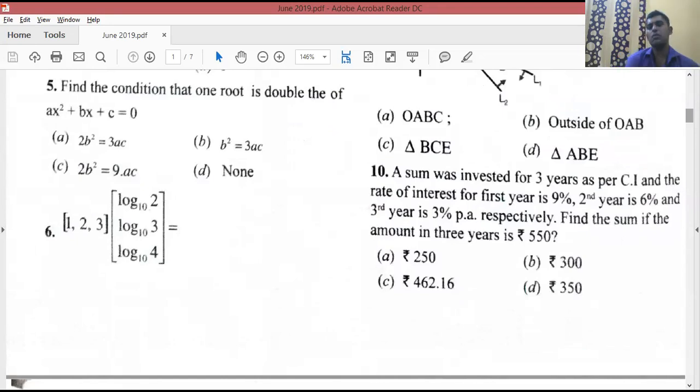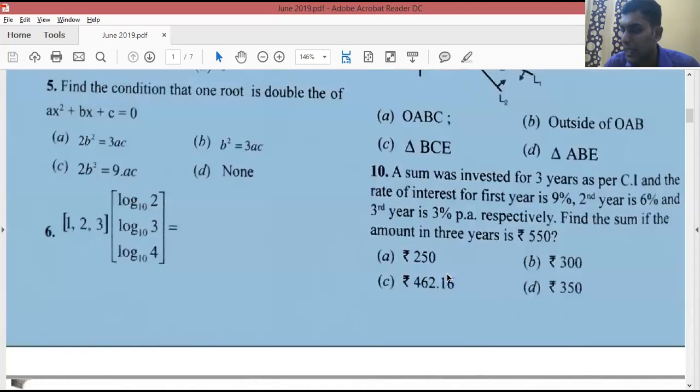The other way is just take the first principal as x. X into 9% you just keep, and then you can solve, and then you can find out the answer. This is how you can proceed. Now we can go for option testing directly. 250, if you take 250 plus 9% will be 272.5, plus second year if you are going to get an interest of 6%, it will be 288.85, plus third year interest, it will be becoming only 297.